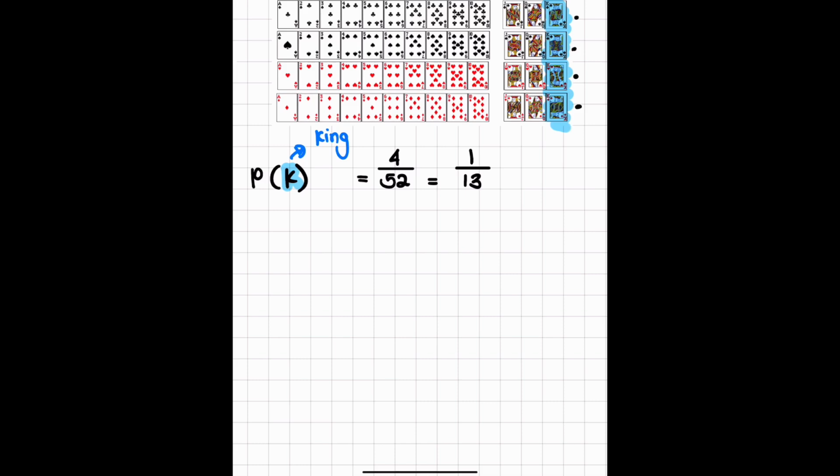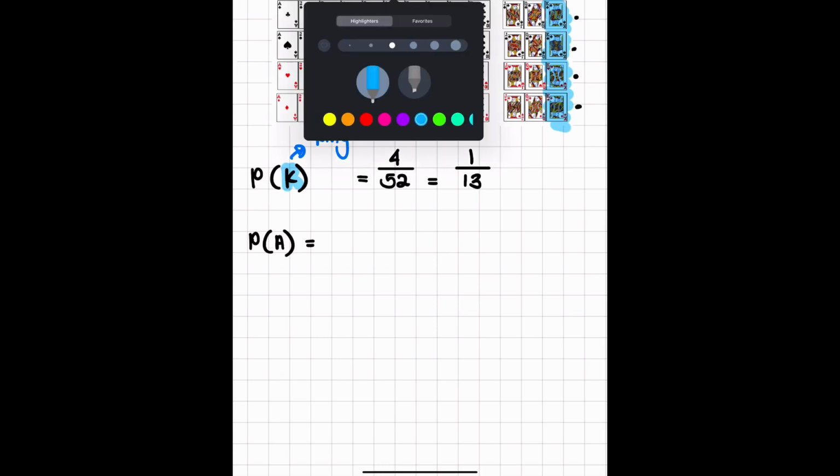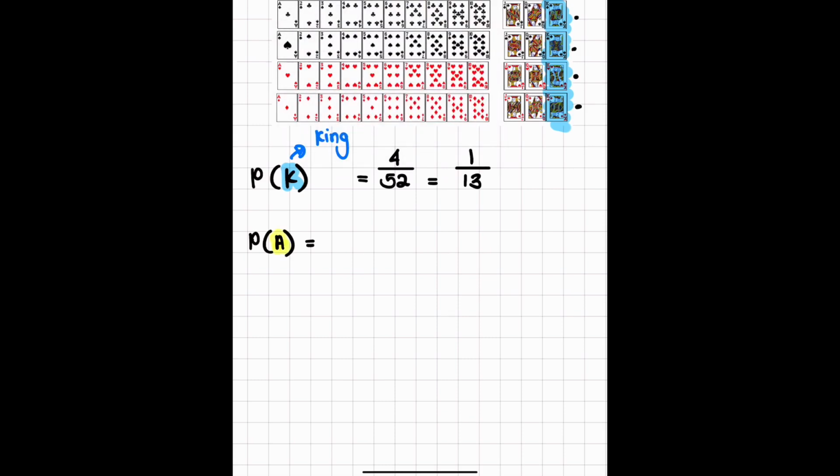If I said, what is the probability of drawing an ace? Now, I'm not specifying which ace I want to draw. I'm just saying I want to draw an ace. So I'm going to count how many aces I have in this deck of cards. I have 4 aces because the ace wasn't specified, out of 52 cards in total, and 4 out of 52 simplifies down to 1 over 13.